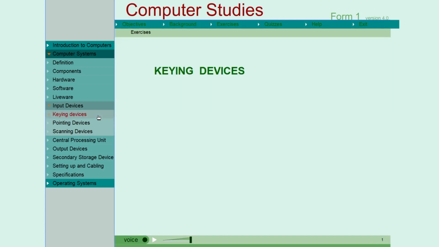Keying devices are used for entering data for processing. Keyboards are the most frequently used input devices used to enter instruction and data through keys.